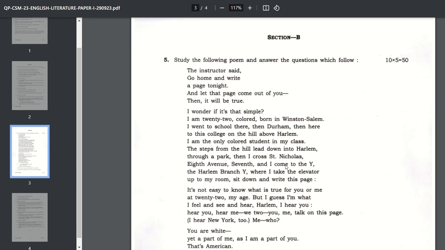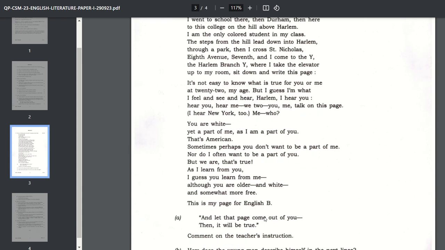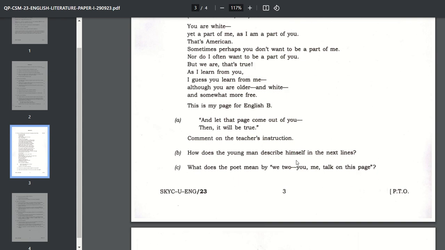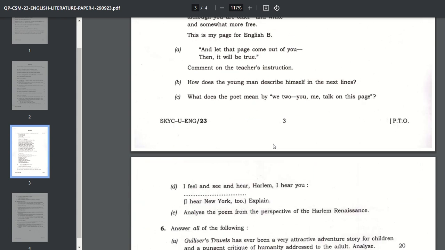Then in section B, this is the important part because this is an unseen poem. So beforehand, you have to prepare a little about the unseen poem and how to attempt it in the exam hall situation. So prepare some poems beforehand. You have 10 marker questions, 5 questions from this poem. You will be asked to analyze the poem and give your understanding of how you have taken the poem.